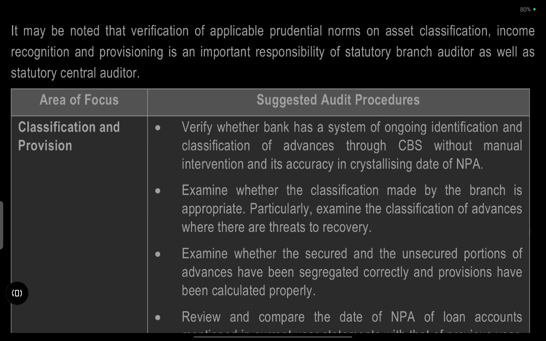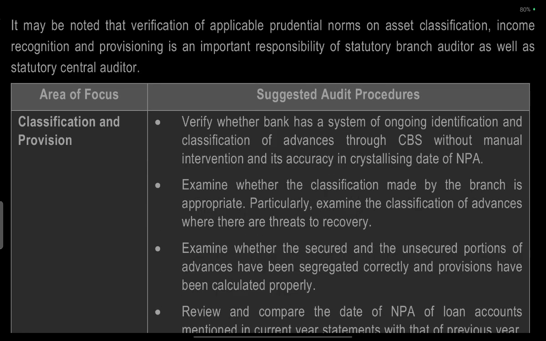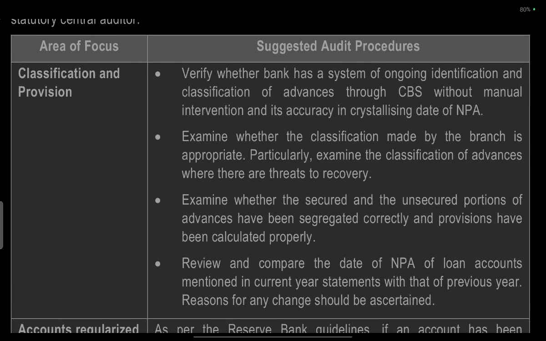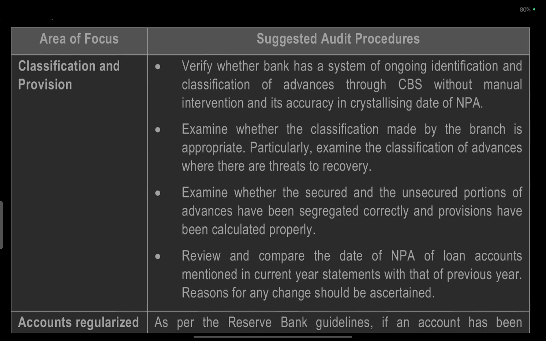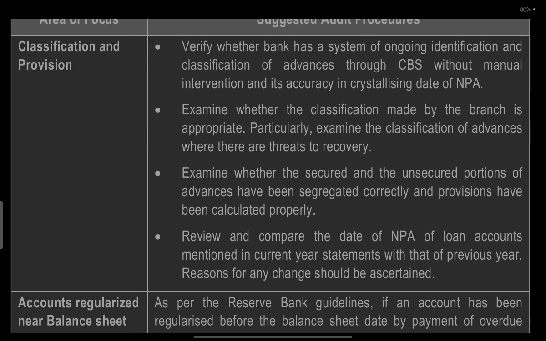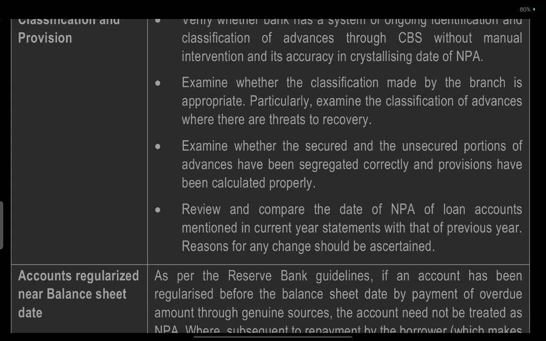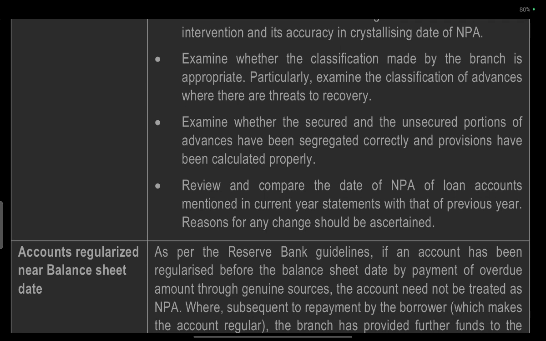Area of focus: classification and provision. Verify whether the bank has a system of ongoing identification and classification of advances through CBS without manual intervention, or ensure accuracy in crystallizing data of NPA. Examine whether the classification made by the branch is appropriate, particularly the classification of advances where there is a threat to recovery. Examine whether the secured and unsecured portions of the advance have been segregated correctly and provision has been calculated properly.